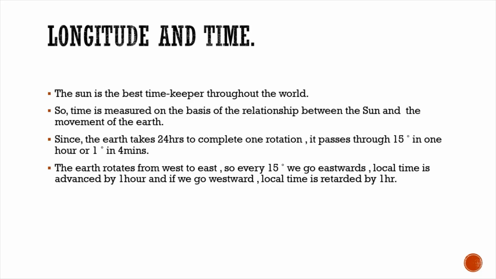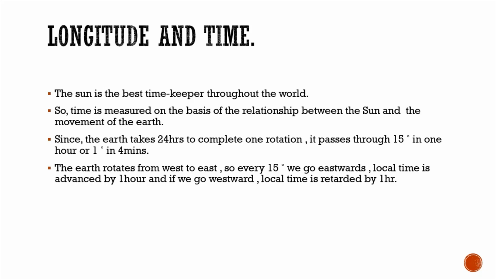The next topic which we are going to discuss is longitude and time. Now, the sun is the best timekeeper throughout the world. In the olden days, when the clock was not invented, people used to follow the shadow of the sun to estimate the time. So, time is measured on the basis of the relationship between the sun and the movement of the earth. The earth takes 24 hours to complete one rotation. It passes through 15 degrees in 1 hour or 1 degree in 4 minutes.